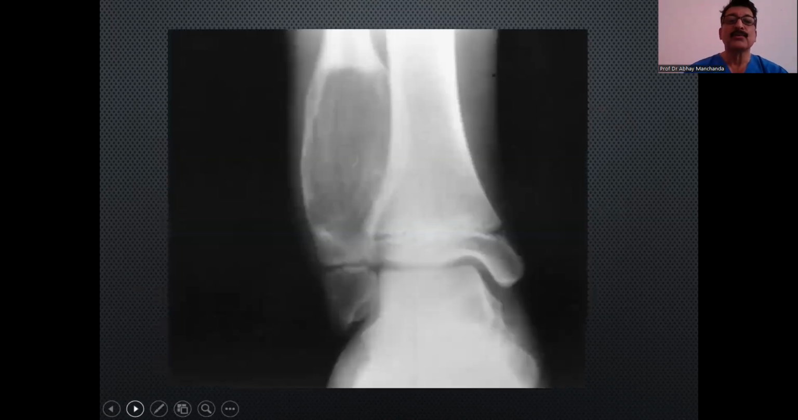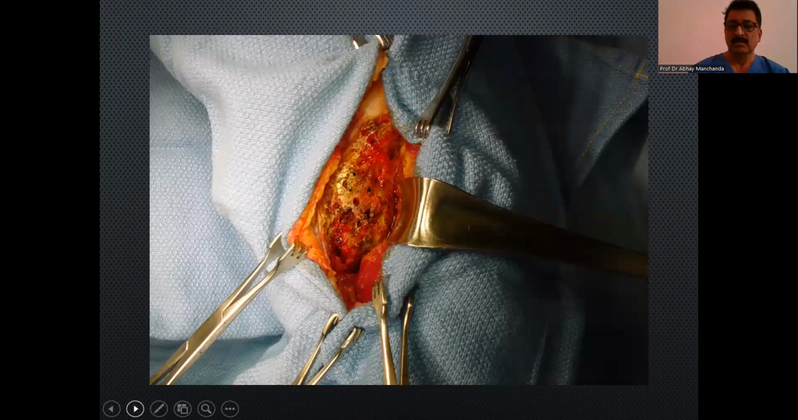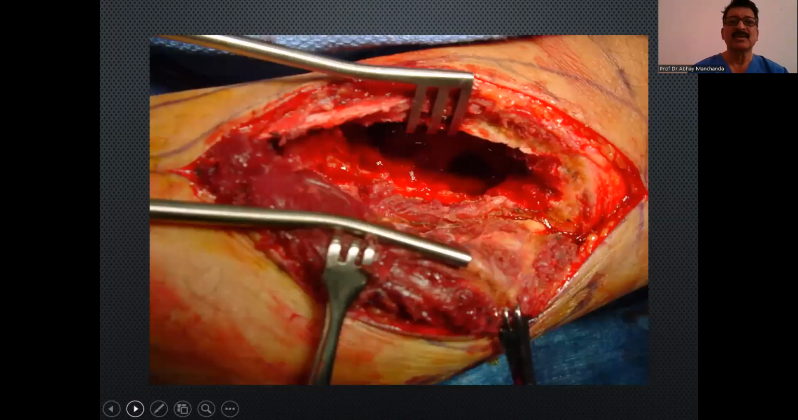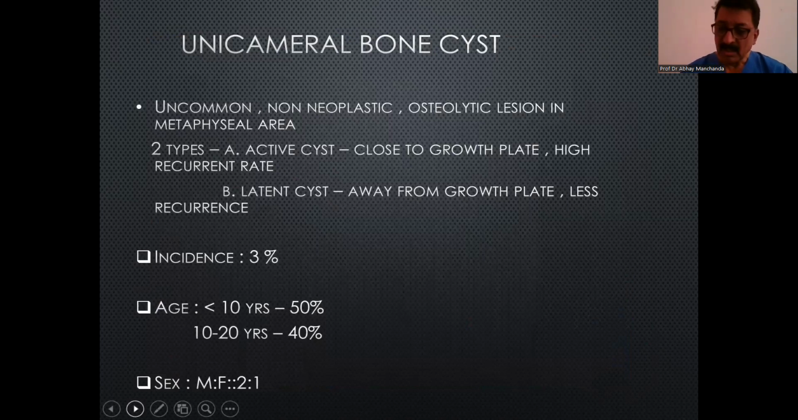Here is an example of aneurysmal bone cyst of the lower end of the fibula. See how the cortex is expanded, and hence it could have been taken for a malignant tumor. It is a purely lytic lesion. It's not aggressive, but it's very expansile. On emptying it out, it was hollow. You can see it. Now we come to unicameral bone cyst or simple bone cyst.